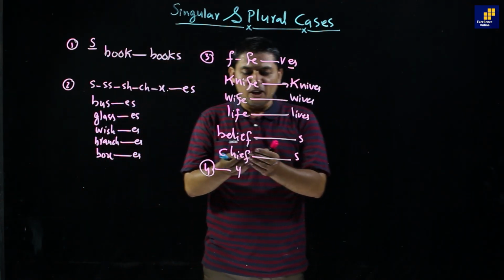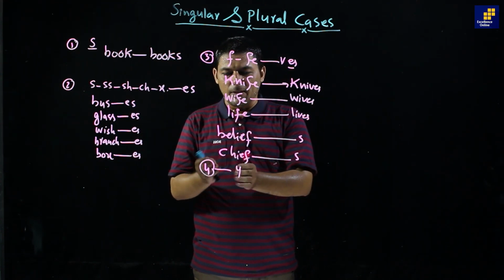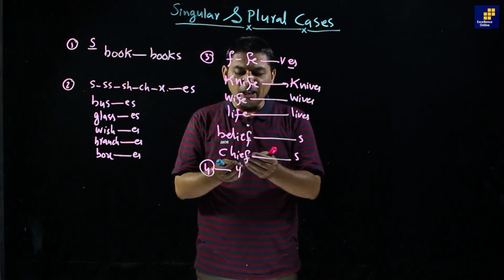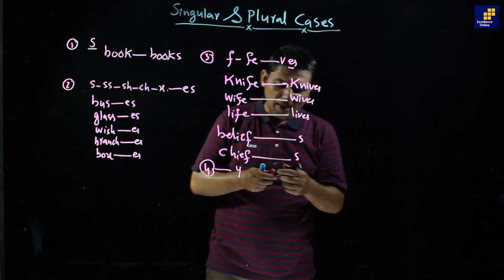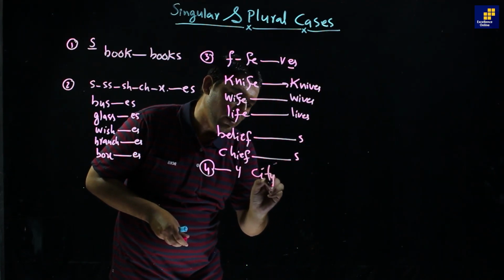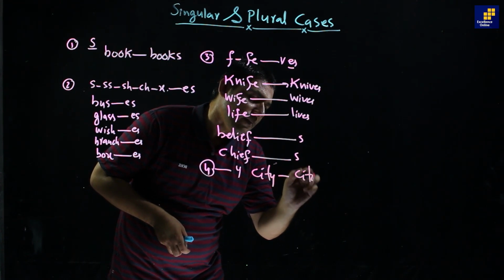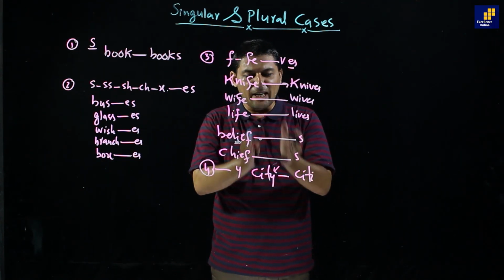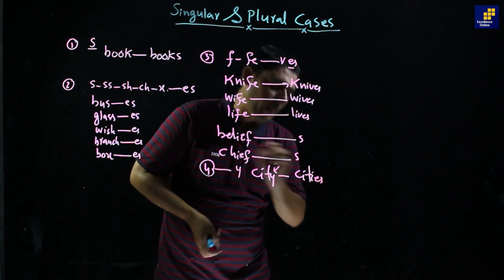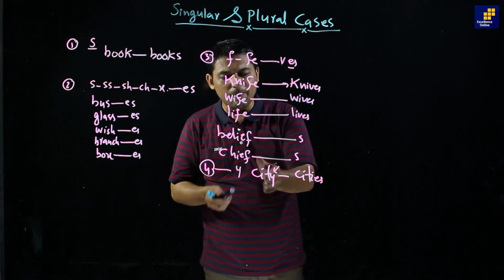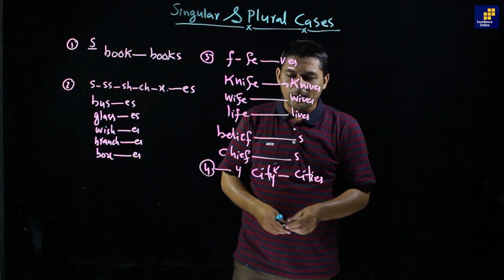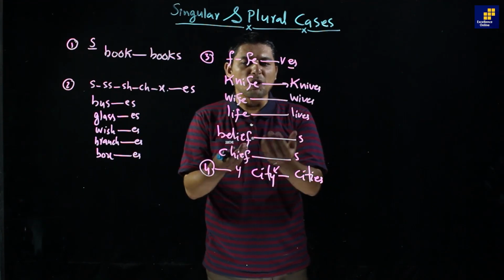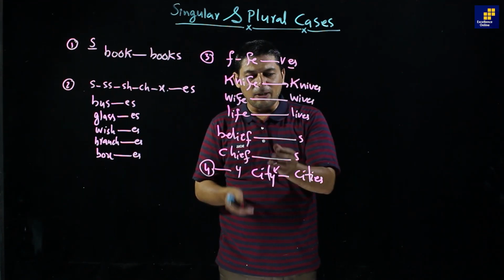Number 4 point we are discussing. We have y. If you find y at the end of a noun and before y there must be a consonant sound or consonant letter, then you will remove y and add ies. Example is a very common example, city. So we have to remove y, and in place of y we have i, then es. Apart from this example, we have hundreds and thousands of examples. City, country, lady, industry, factory, and more examples. We will apply this formula or this rule.